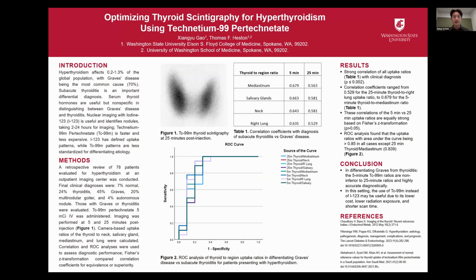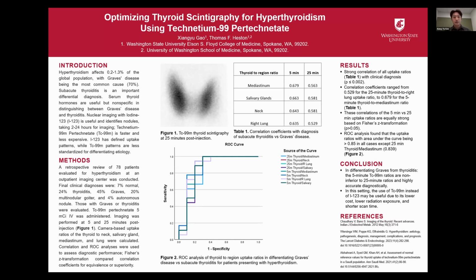And today I am presenting on optimizing thyroid scintigraphy for hyperthyroidism using technetium-99 pertechnetate as a radiotracer. So just for a bit of background, hyperthyroidism is a common condition that affects up to 1.3% of the global population, with Graves' disease being the most common cause, amongst many other causes.